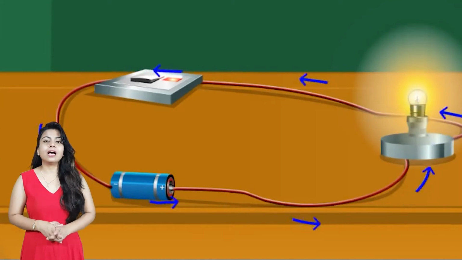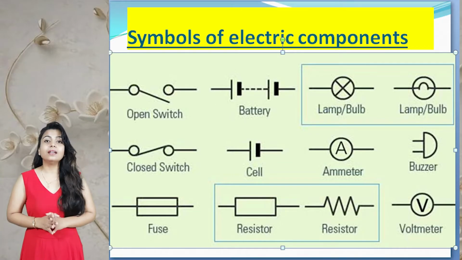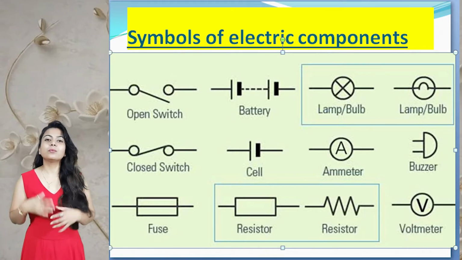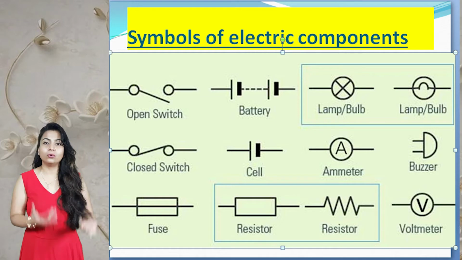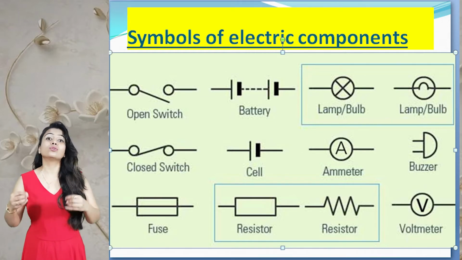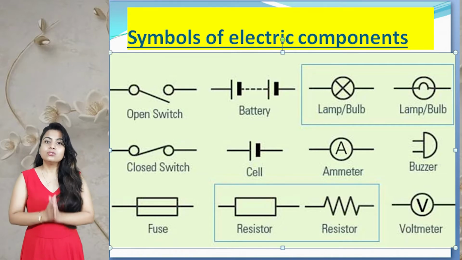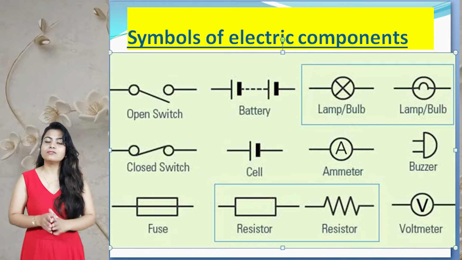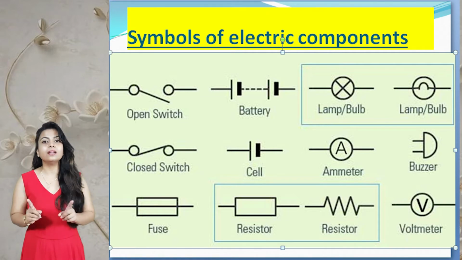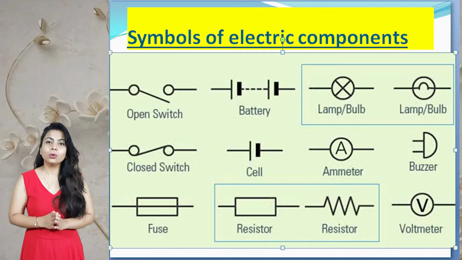But before that, I want to tell you one thing, that when you draw the electric circuit, we need symbols that are universally accepted. Suppose you want to draw a circuit in your notebook, then you have to draw the bulb, battery, wire, switches also. So it is actually time taking. So there are certain symbols for all the electric components, and they are accepted universally all over the world. Now I will show you each and every component symbol.